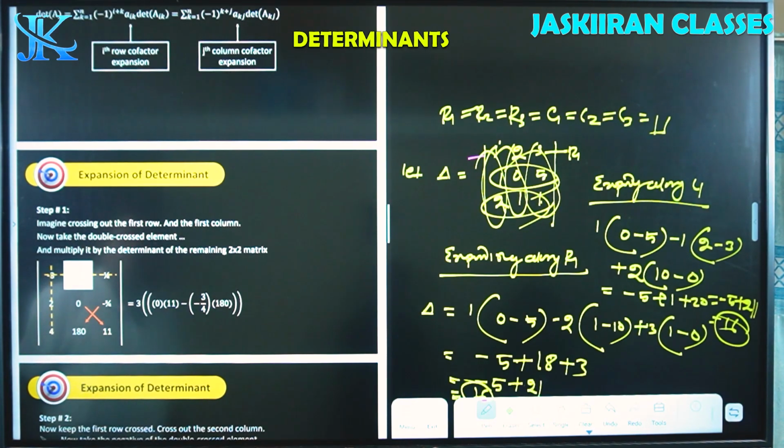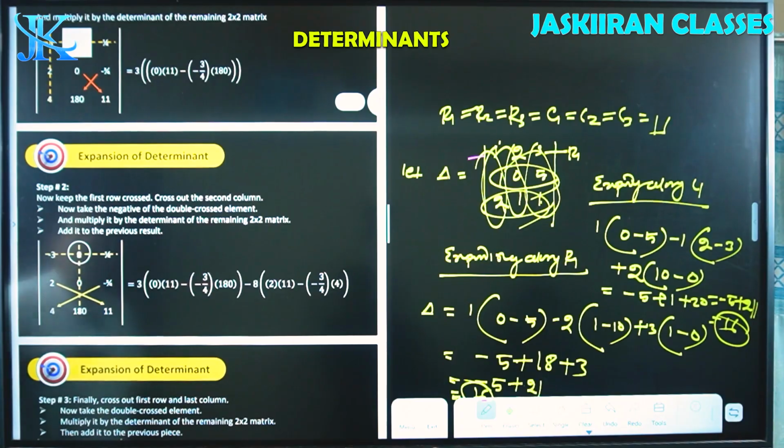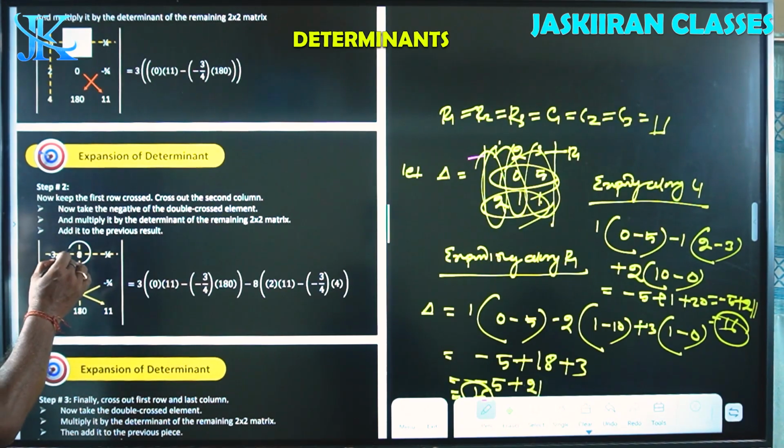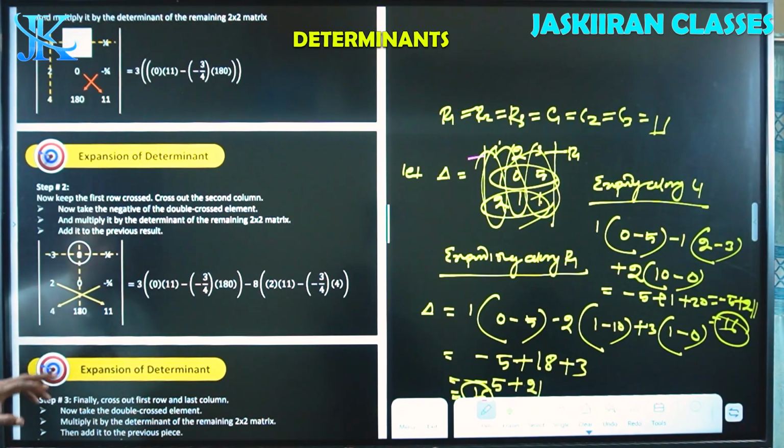So how do we expand a third order determinant? Take the first element, then omit the first row and first column, and we get a second order determinant. That is, first the principal diagonal, then the secondary diagonal, and we get this result. Similarly, for the second element, omitting the second column and first row, we get the second order determinant like this, 2 minus 3 by 4, and then we get the result.